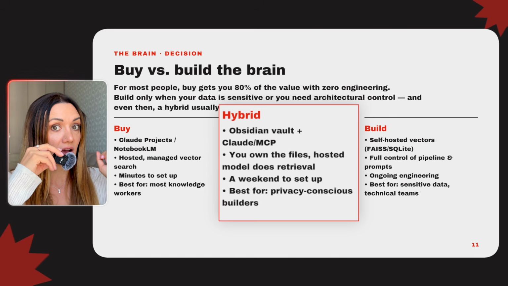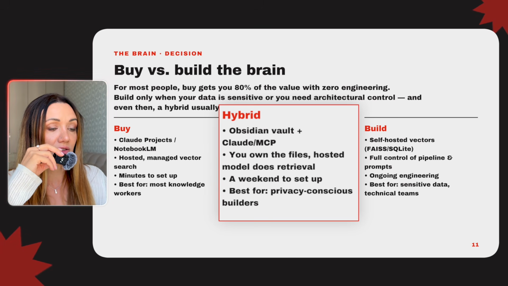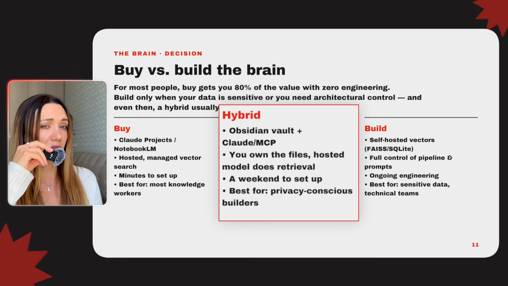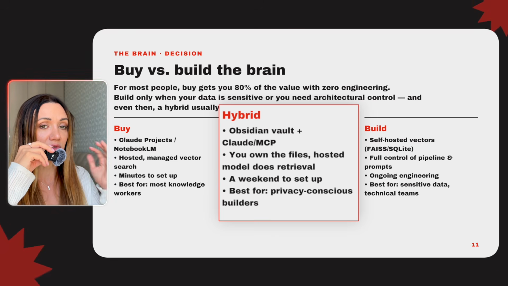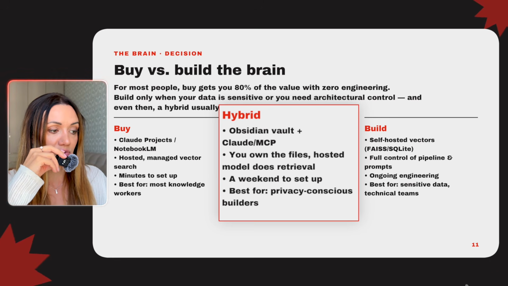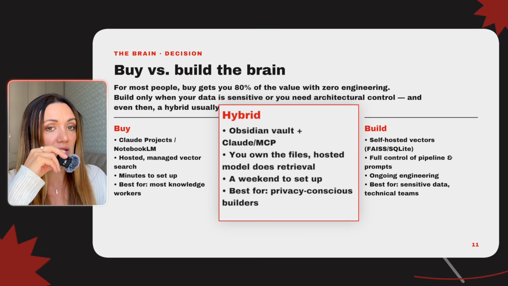Second option is hybrid, which I think is the most optimal. You use Obsidian Vault plus Claude MCP. This way, you actually have something on your local machine and it's separated out from Claude. You own the files, the hosted model does retrieval, and it's about a weekend to set it up. So this is best for privacy-conscious builders.